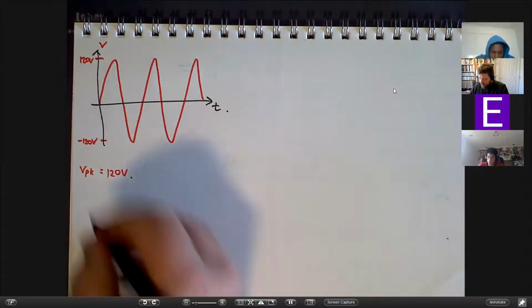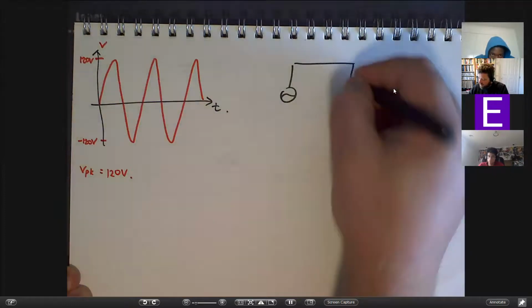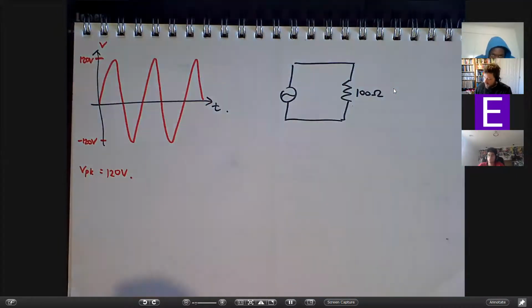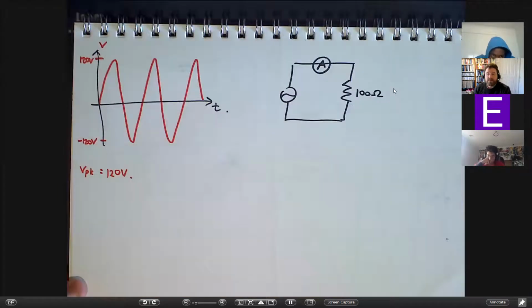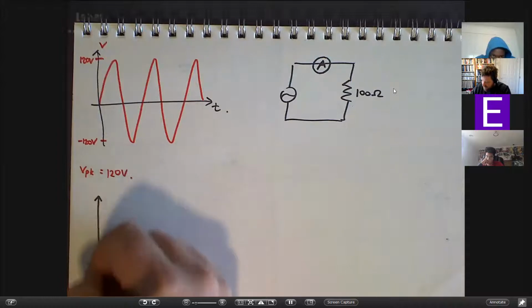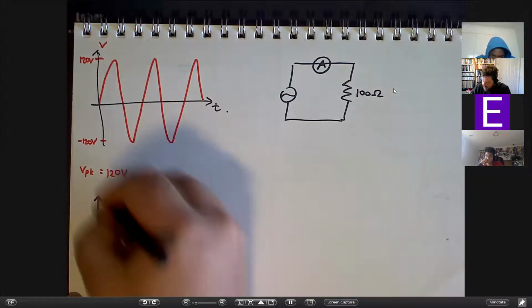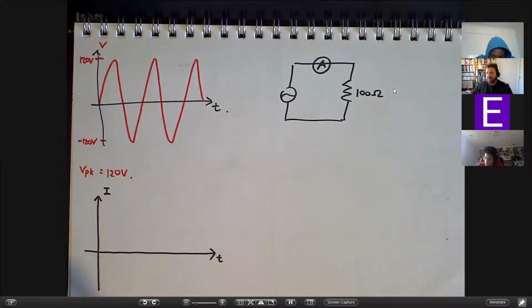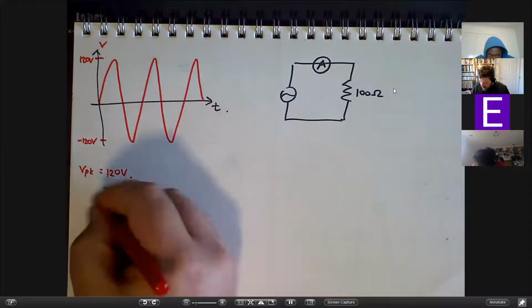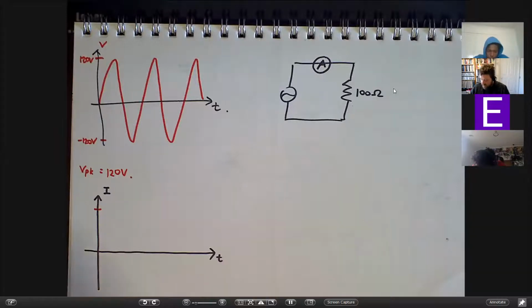Well, then we could connect this up to a simple circuit. And let's keep things very simple. Let's say this circuit has 100 ohms of resistance. And then we can say, what's the current that's going to be passing through that circuit? We won't worry about the wires having resistance at the moment. So let's just draw current over time. We're also not going to worry about impedance and strange effects if you're an electronics person. We're just going to treat this very simply and apply Ohm's law. So the current is just going to be the voltage divided by the resistance. So if we had 120 volts, we're going to have 1.2 amps. It's going to be our peak current.